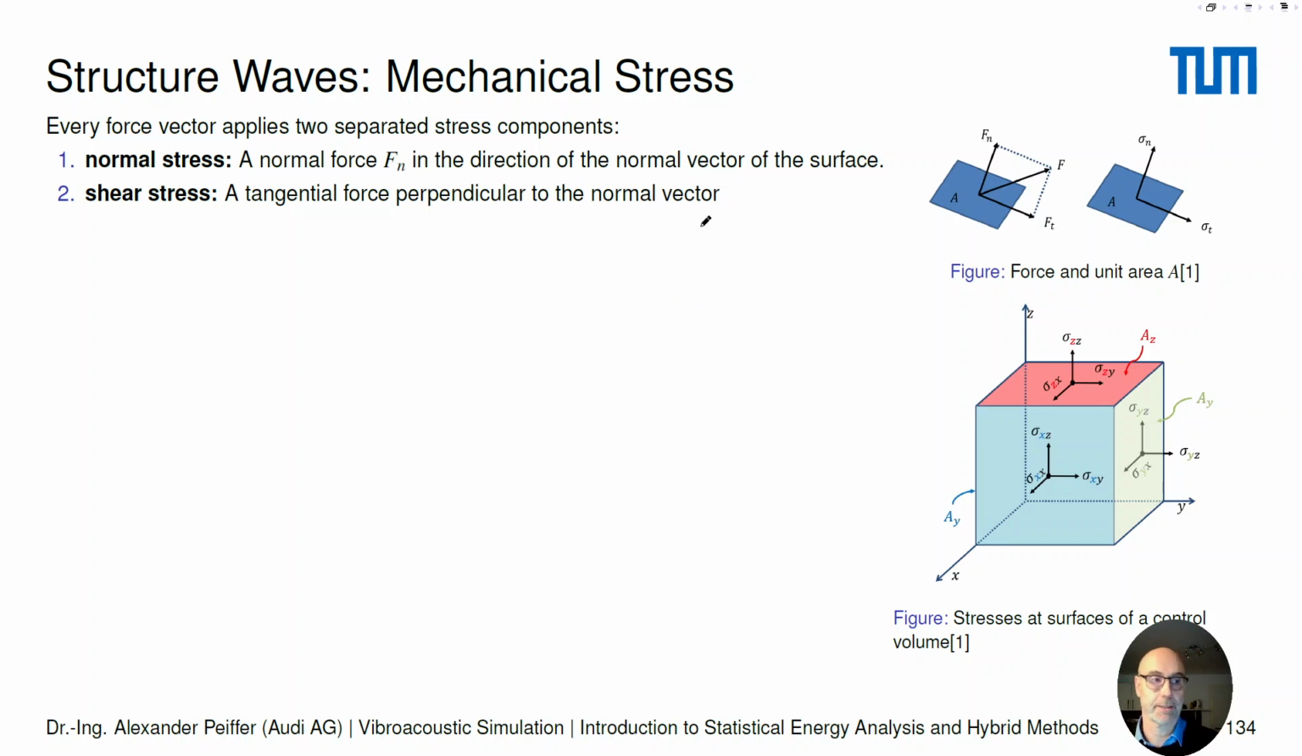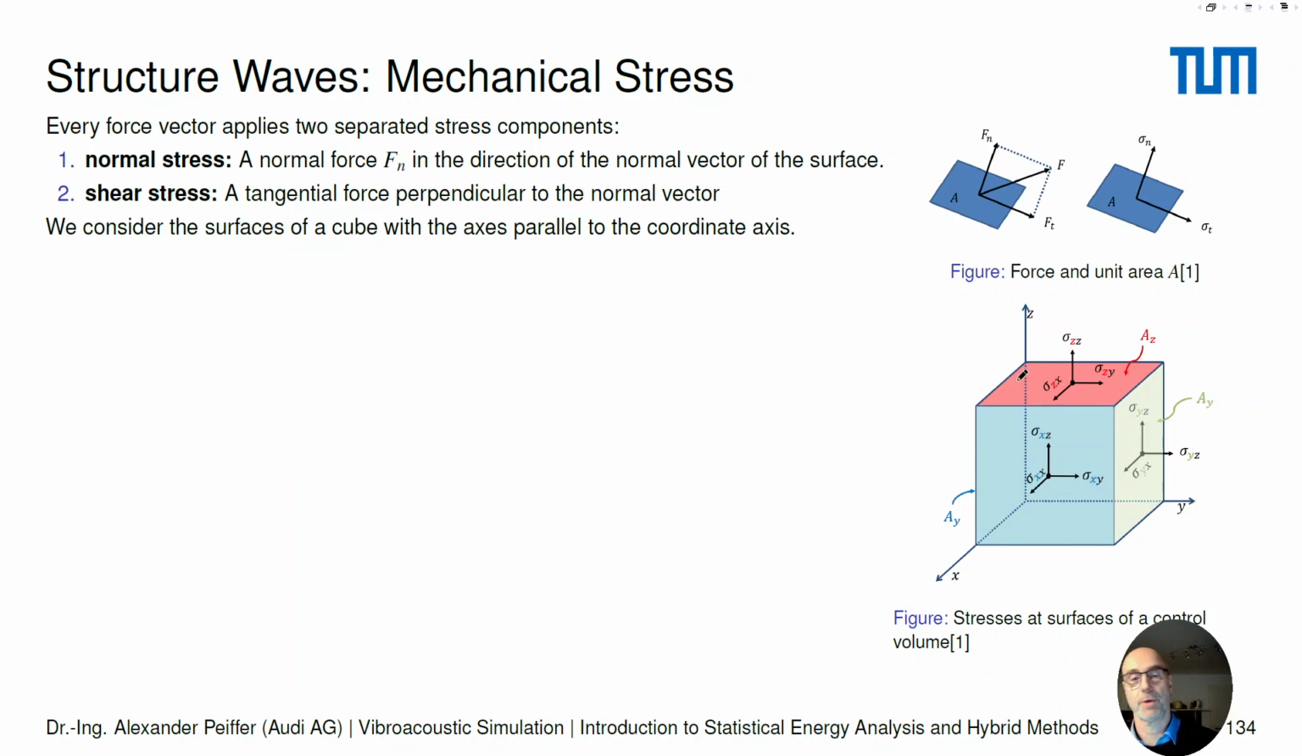Now we talk about mechanical stress. As mentioned several times before, we have a normal component, which means a force parallel to the normal vector, pointing in the same direction, and we have the shear stress, which is the tangential force, having a tangential relationship to the normal vector of the surface. So how could the full stress state of a solid be given? Just have a look at the cube as shown here.